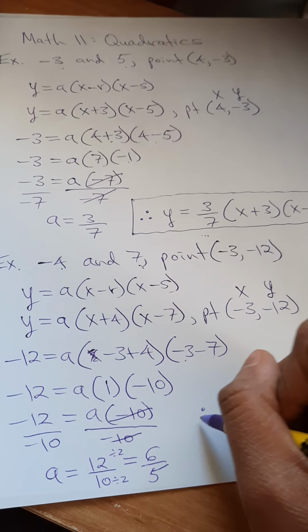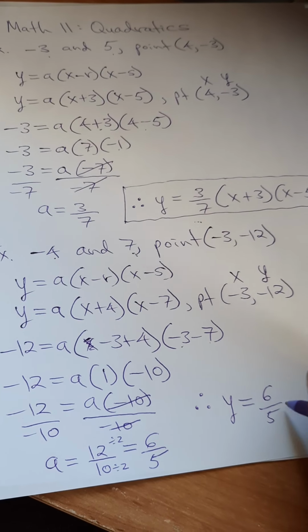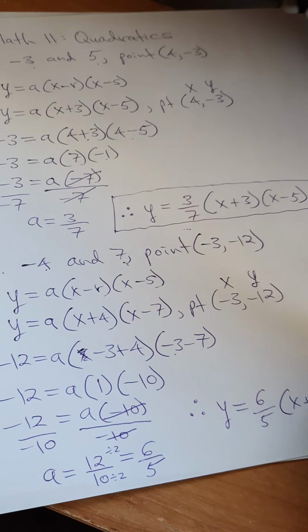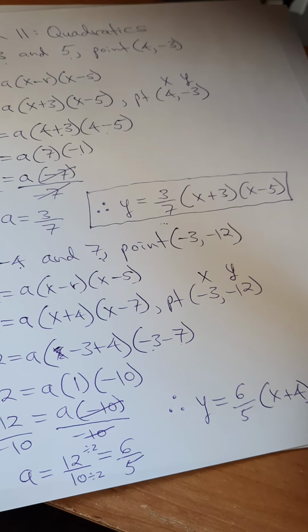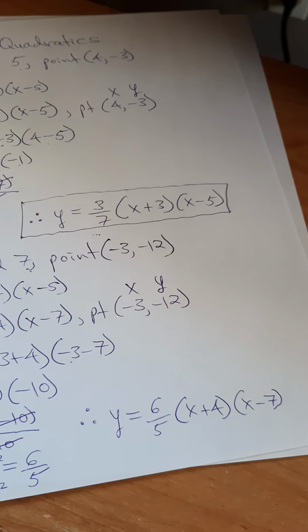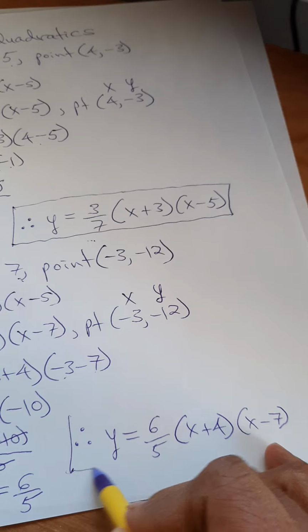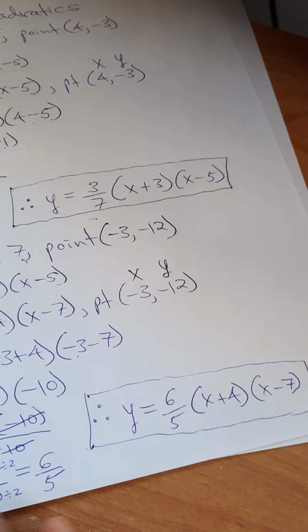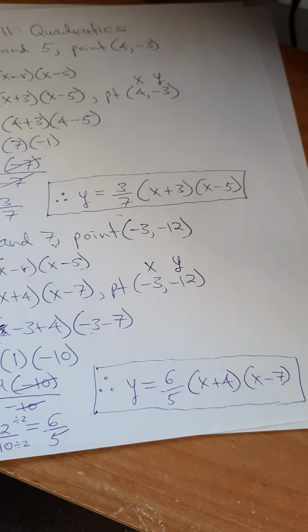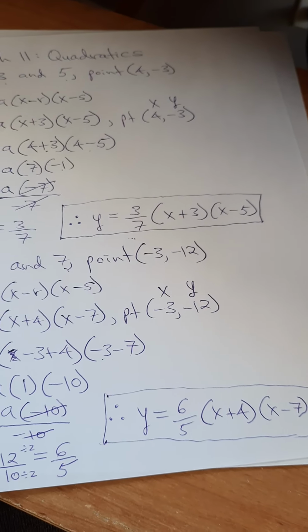And so therefore, my equation is going to be 6 over 5, and it's x plus 4 and x minus 7, in separate brackets like this. And this is my final answer. Even if the value of a is a fraction like this and it's an improper fraction, that's okay as well. I'm just going to leave it the same.